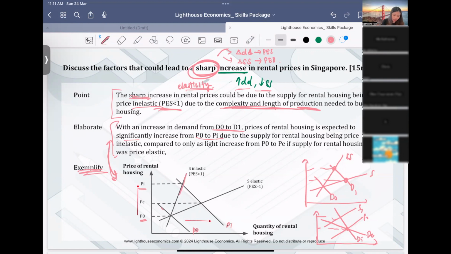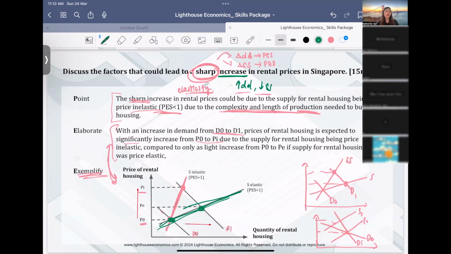So you see, if it's inelastic, when you change your demand curve from D0 to D1, your prices are going to go from P0 to P1, which is very significant. Compared to if, let's say, the supply was elastic, there will only be a slight increase in your prices from P0 to PE.